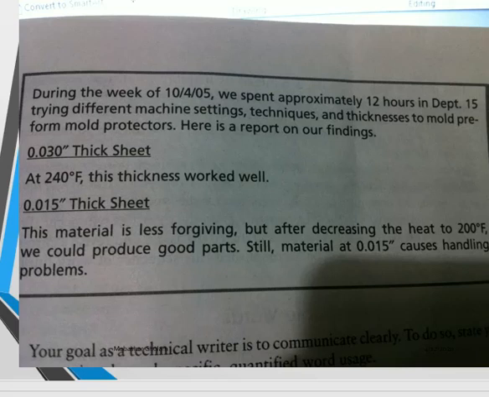During the week of 10th April 2005, we spent approximately 12 hours in department 15 trying different materials, machine settings, techniques and thicknesses to perform mold protectors. Here is the report on our findings. You can see here 0.030 inch thick sheet at 240 Fahrenheit. This thickness worked well. The second one is 0.015 inch thick sheet. This material is less forgiving, but after decreasing the heat to 200 Fahrenheit degrees, we could produce good parts.